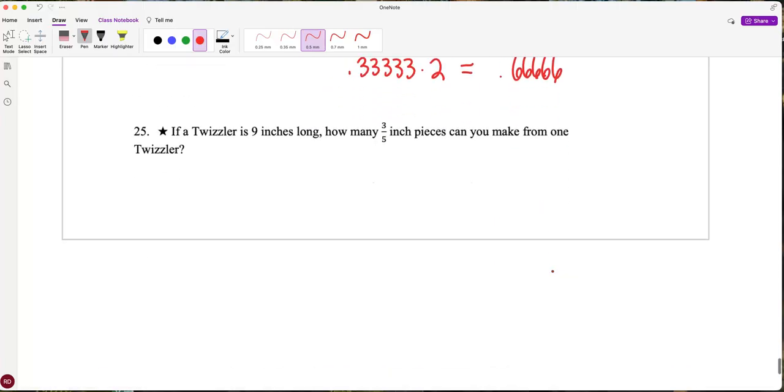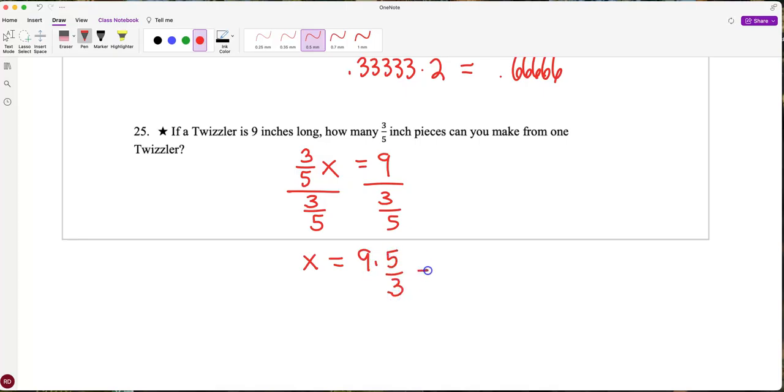If a Twizzler is 9 inches long, how many 3/5 inch pieces can you make from one Twizzler? So 3/5 times some number of pieces is going to be 9. So divide by 3/5, and you get x is equal to 9 times 5/3, which is 15. So there are 15 pieces.